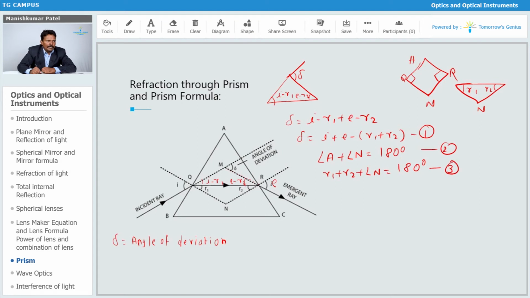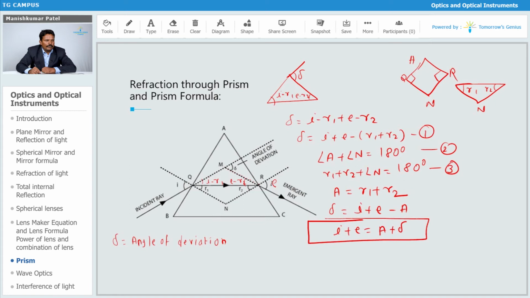If you compare these two equations, then A is equal to R1 plus R2. If I substitute this value, delta is equal to I plus E minus (R1 plus R2), which is A. So I plus E is equal to A plus delta. This is the important relation between the angle of incidence, the angle of emergence, the angle of the prism, and delta, which is the angle of deviation.